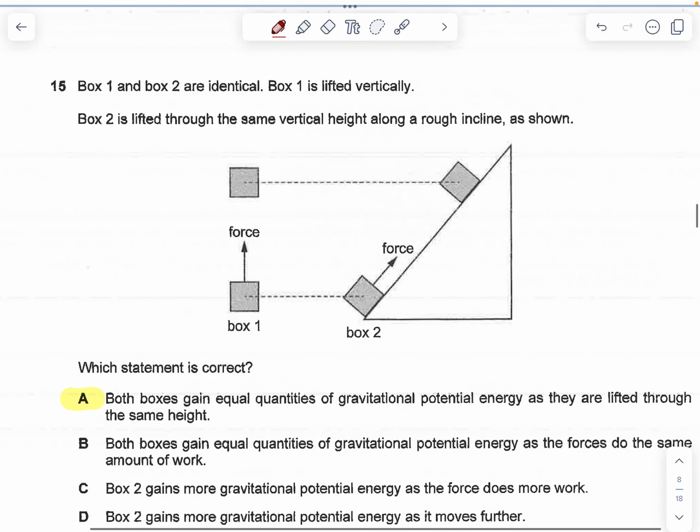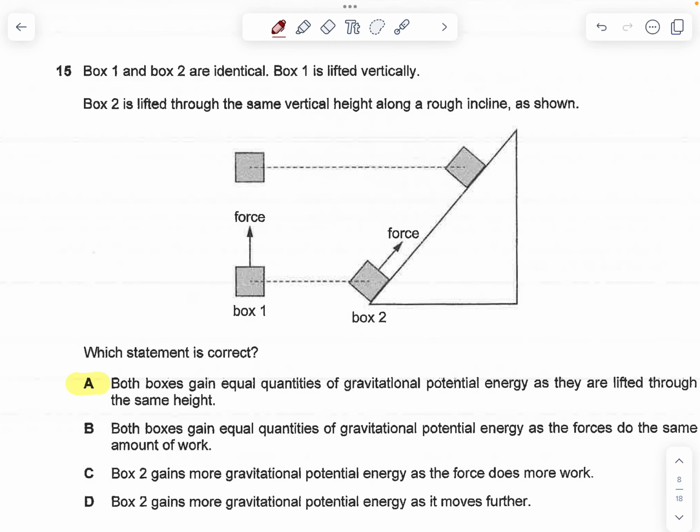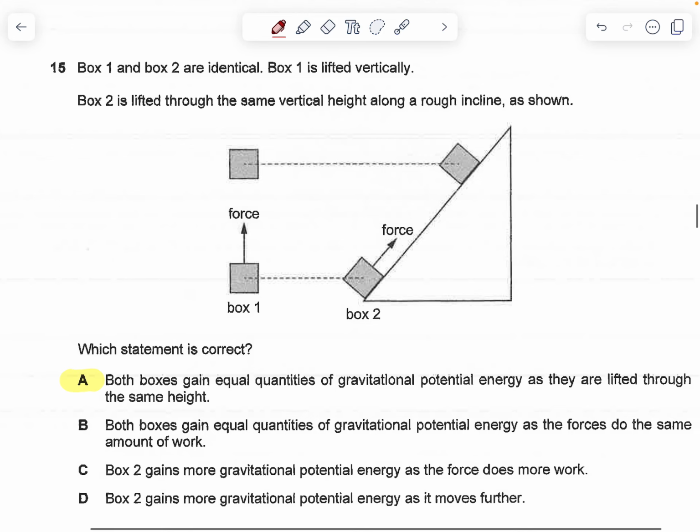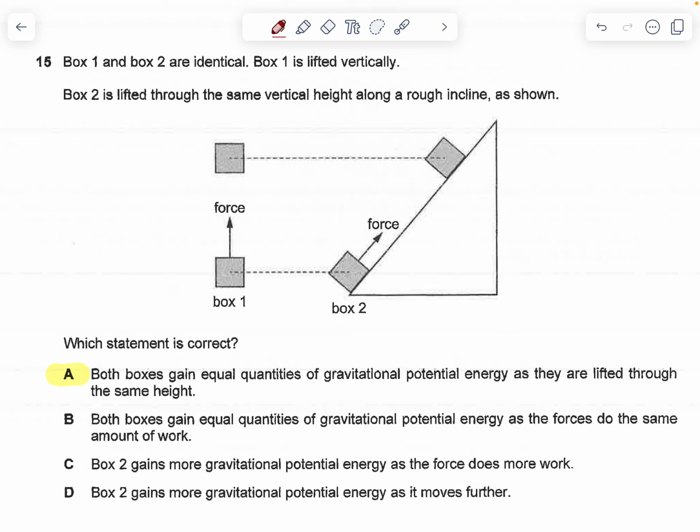Next, question 15. There are two boxes. Box 1 is lifted vertically. Box 2 is lifted the same height along a rough incline. So which statement is correct? The work done is actually equal to mgh, which is the same as gravitational potential energy, GPE gain. You realize that the height gain is the same.